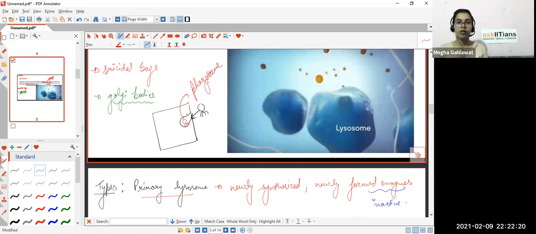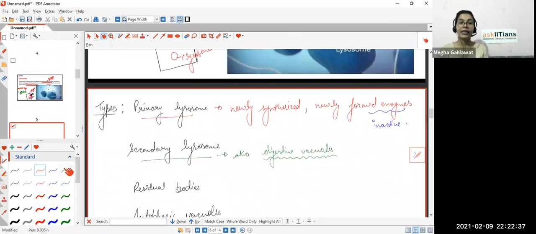Okay, phagosome, it will be called the phagosome. Now what will happen, we already have the primary lysosome inside the cell. When the phagosome and the primary lysosome both combine, that is called the secondary lysosome, and it has the activated enzymes because the target is already present inside it.